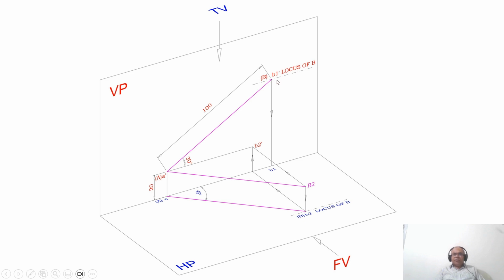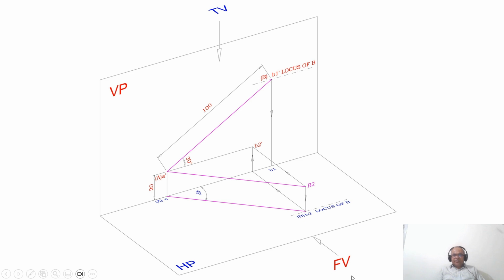So since B1 dash was there, I didn't get B1, so I am writing the top view for that. A is on VP, point B1 is also in VP. Now the line is parallel to VP in the top view. So this is how we will be able to write the top view for the front view true length line. And this is 100, but this will not be 100. AB1 will be less than 100.